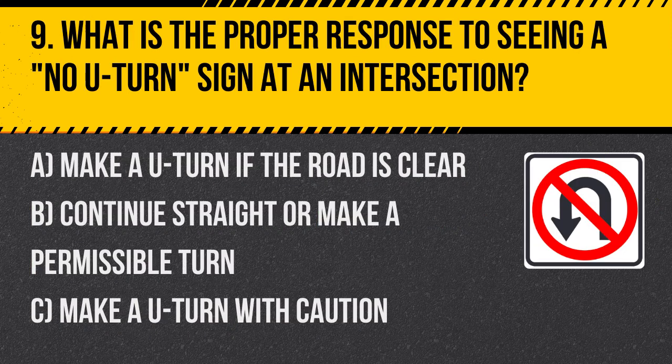Question 9. What is the proper response to seeing a no U-turn sign at an intersection? A. Make a U-turn if the road is clear. B. Continue straight or make a permissible turn. C. Make a U-turn with caution. Answer. B. Continue straight or make a permissible turn. A no U-turn sign indicates that making a U-turn at that location is prohibited.